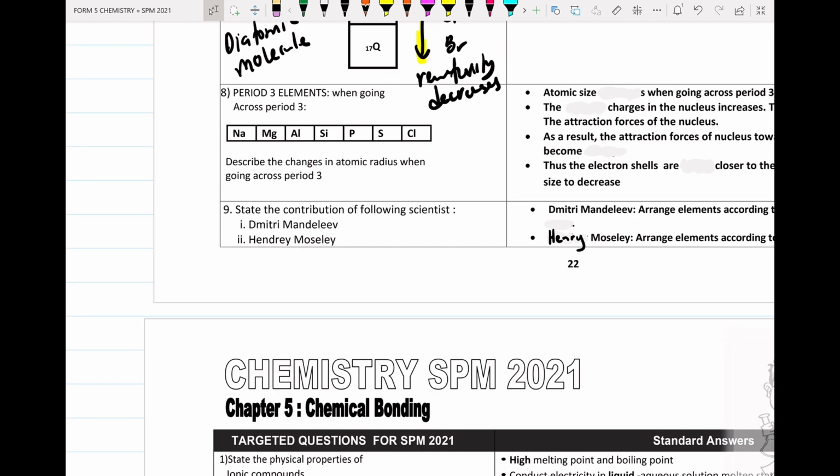Okay, next will be period 3 elements. Alright, going across period 3, the atomic size keeps on decreasing.